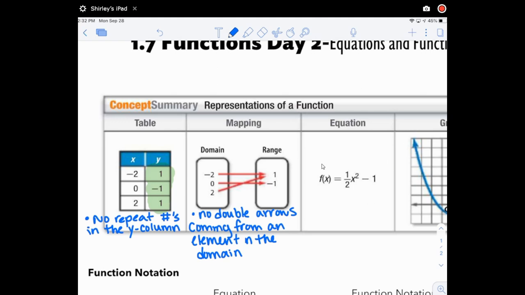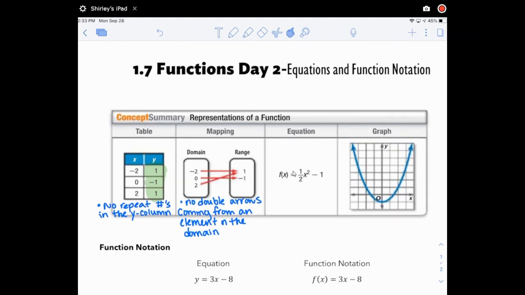For an equation, we did not talk about how to look at this and determine if it is a function. We're not going to talk about that right now. But you may want to think about some examples for what that may look like. You want to be comfortable with looking at a table, looking at your mapping diagram, and then also looking at your graph. So how do you determine from a graph?